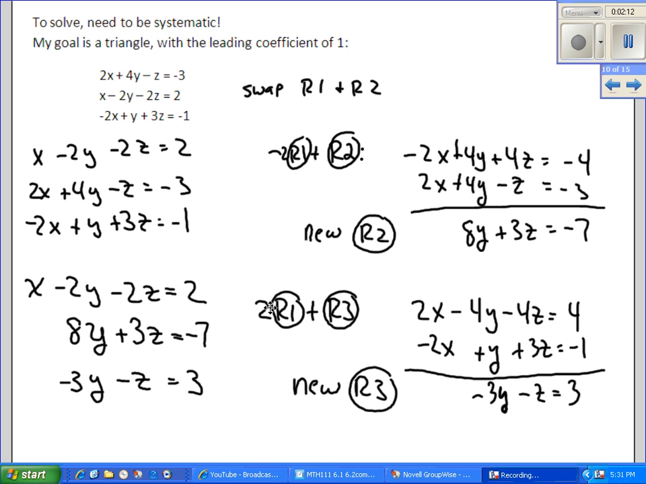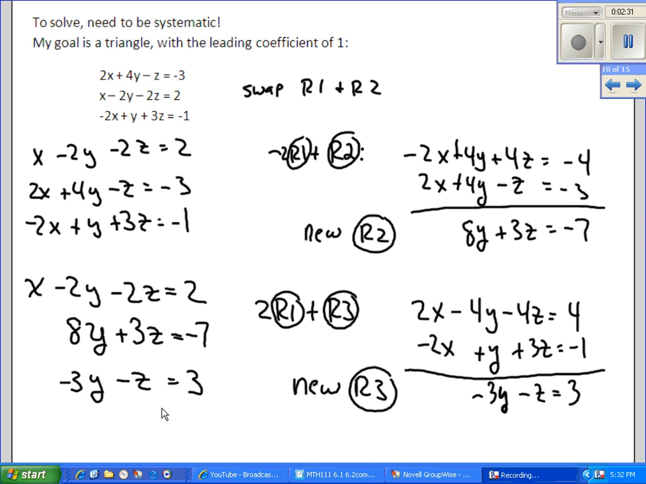And then I'm going to take 2 times the first equation and add it to the third equation, because that will give me my 2x and negative 2x, eliminating x from the third equation. So 2 times equation 1, and here's equation 3, and when I'm adding them together, I get an equation that only has y and z. And this is going to be my new equation 3.